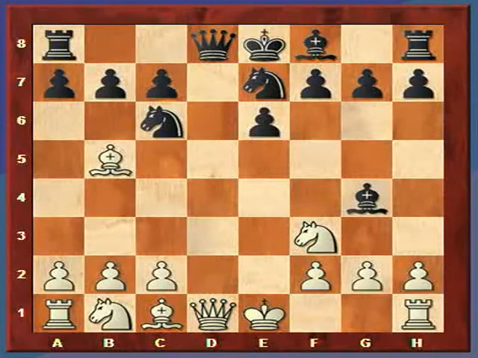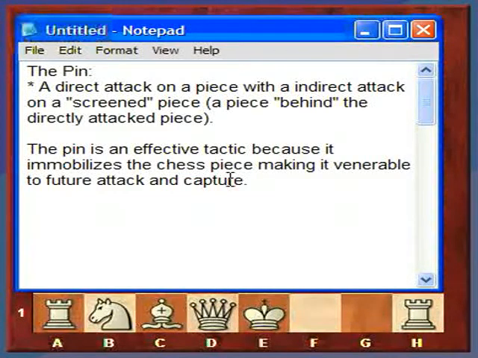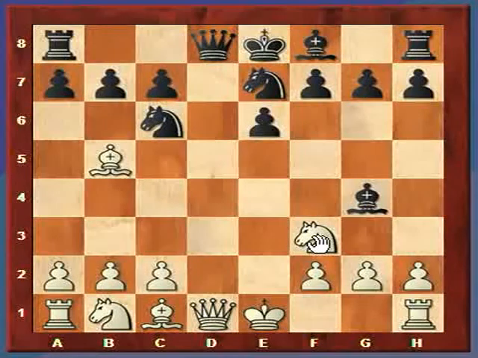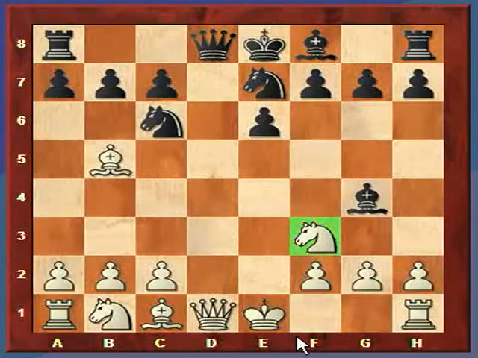And then the pin is an effective tactic because it immobilizes the chess piece, making it vulnerable to future attack and capture. So basically what it's doing is that the pin is really making it so where the knight cannot move. You know, how good is the knight if it can't move?